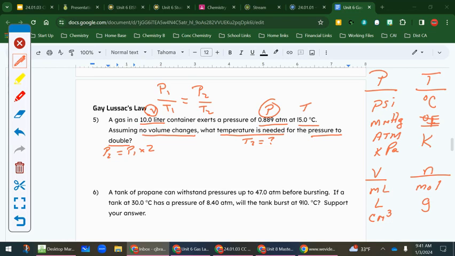Everything in Gay-Lussac's law, whatever the temperature, if you see a temperature, it's automatically Kelvin. So if you ever just see the temperature, just add it to 273. And that's how you get Kelvin. You can't subtract it. You're not adding it.